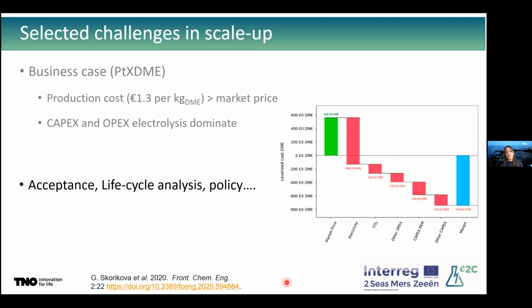Then other challenges, I think, correspond to acceptance, life cycle analysis, and policy. But I think that will be the topic of our next stakeholder meeting, which will take place in May. And I hope to see many of you then again.